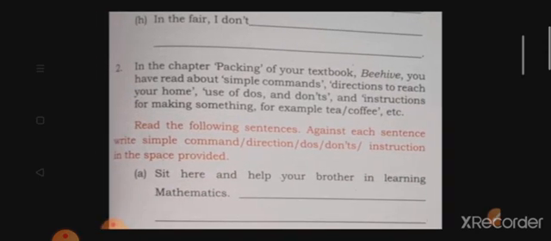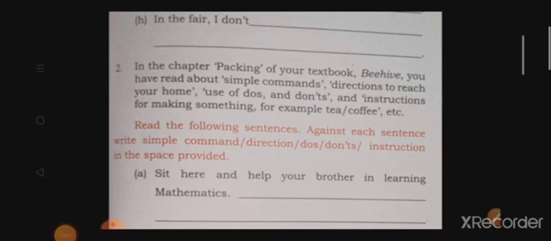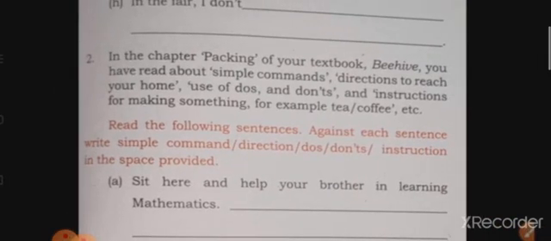ठीक है? And in the chapter packing of your textbook Beehive, we have read about simple commands, directions to reach your home, uses of do's and don'ts, and instructions for making something, for example, tea or coffee, etc. So here, students, we need to read the given sentences and against each sentence write whether it is a simple command, direction, do's or don'ts, or instruction in the space provided. Okay, so you have already studied commands, requests, instructions, directions, ये सारी चीज़ें आपने पहले सीख ली है.